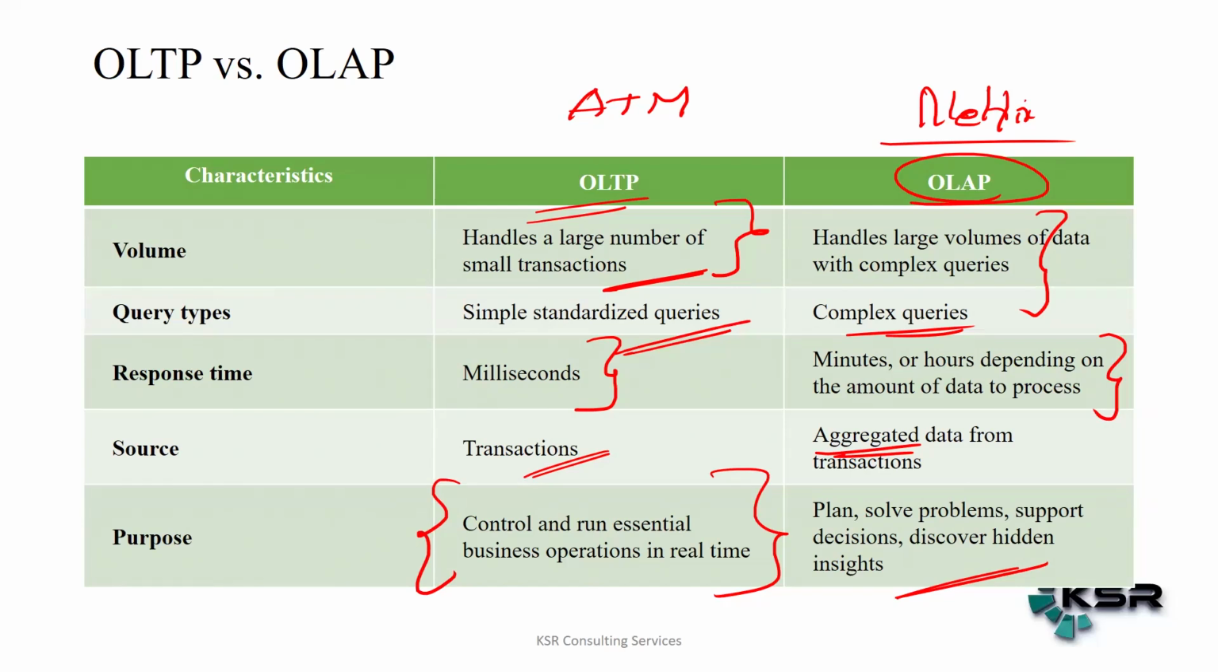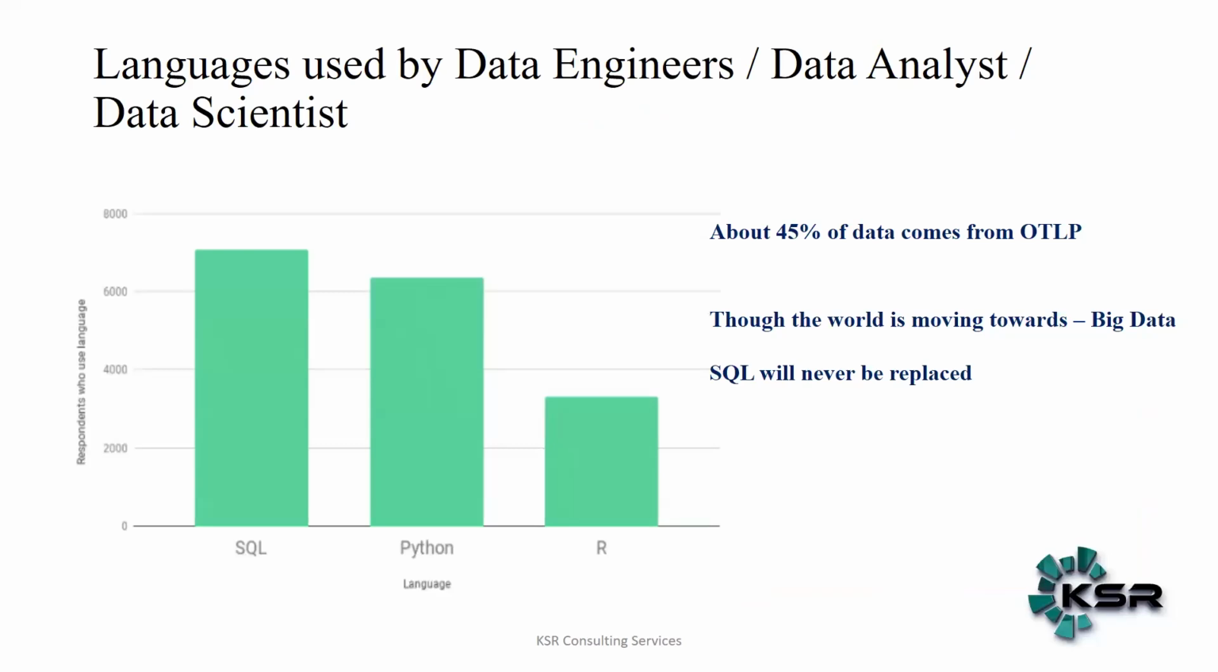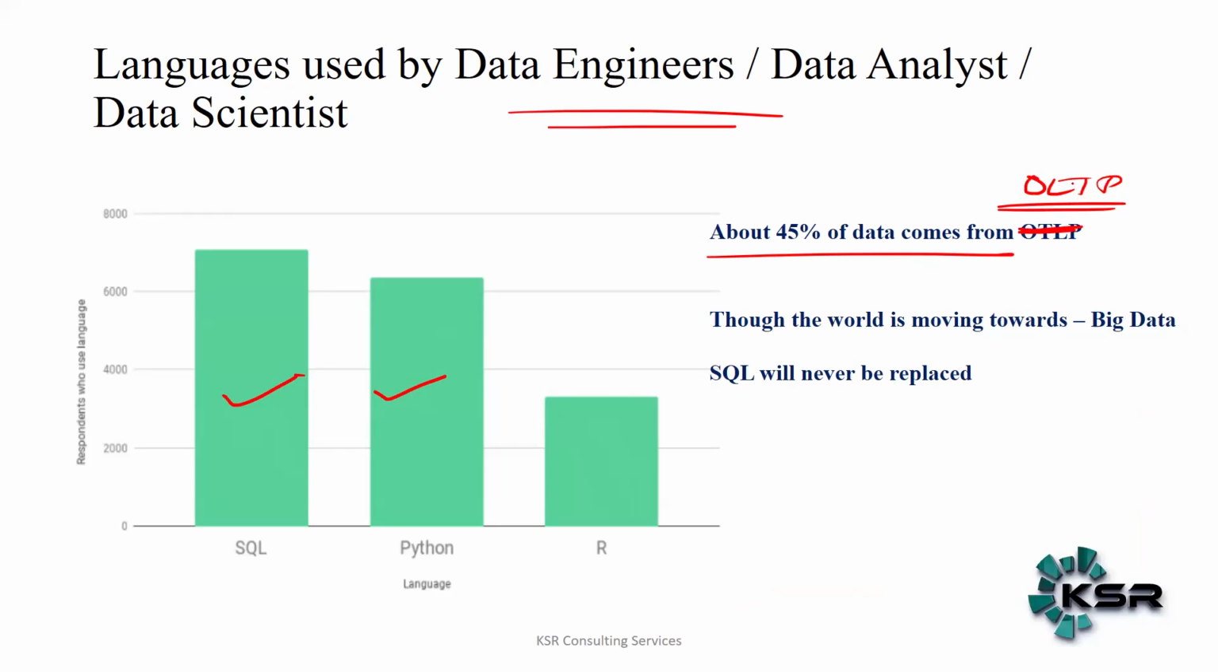right? Now with all this, we observe that for data engineers, we know that SQL and Python are the top two that will be used, and we also know that 45% of the data is coming from OLTP. And even though the data is moving towards big data, and the data keeps increasing, we know that SQL is never going to be replaced. Okay, we are 50 years down the line.